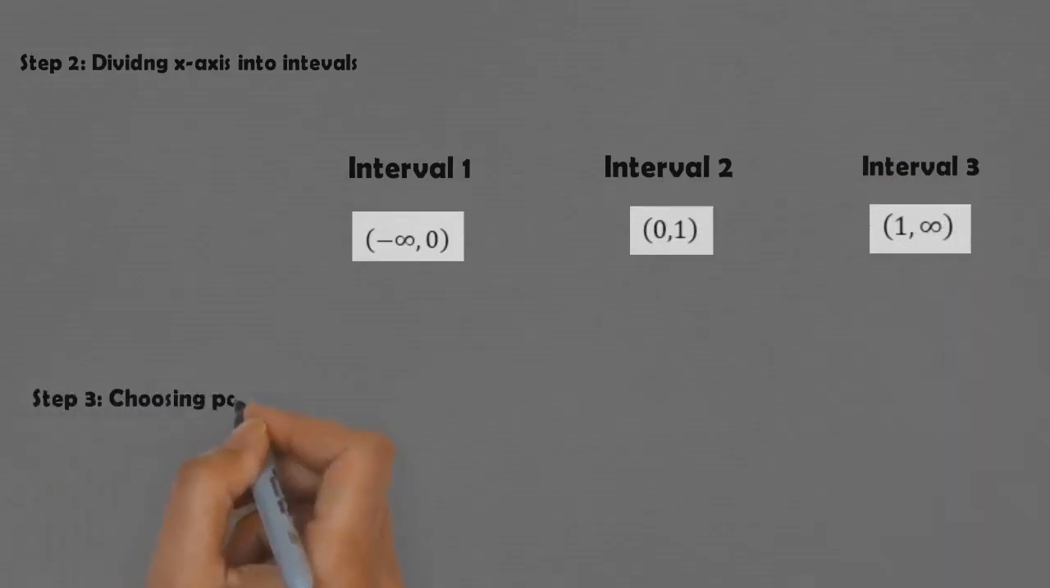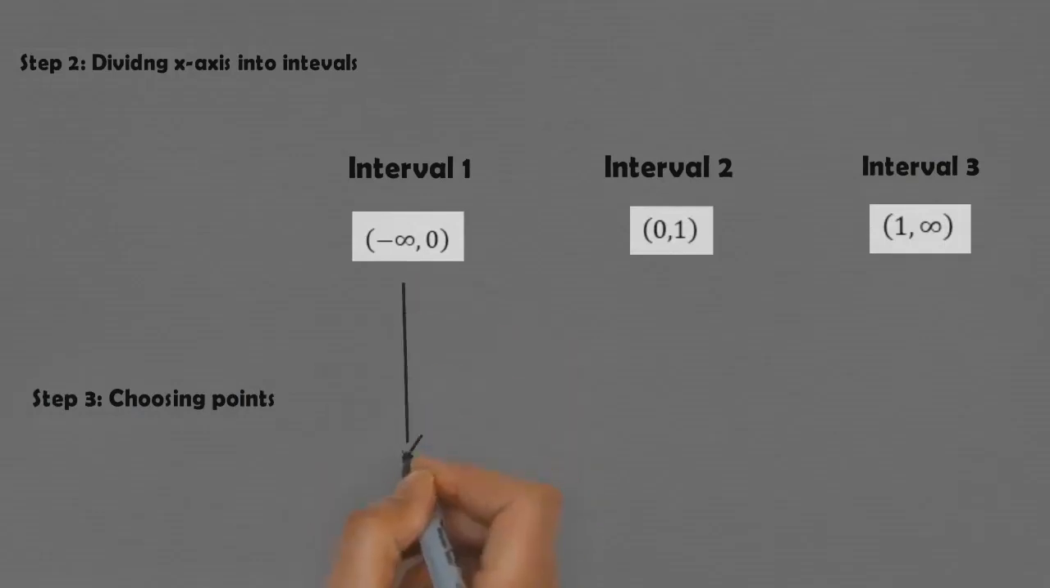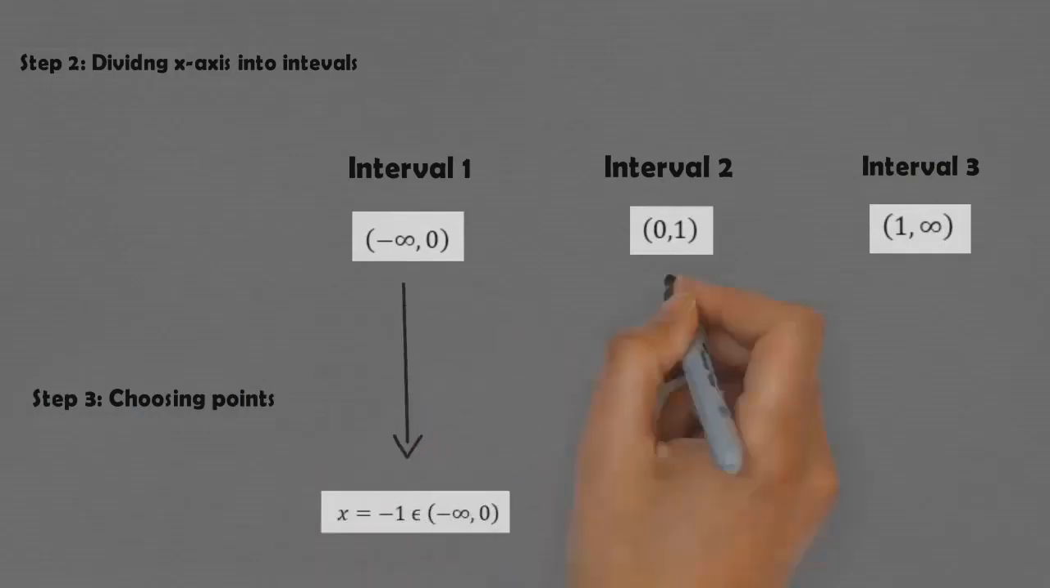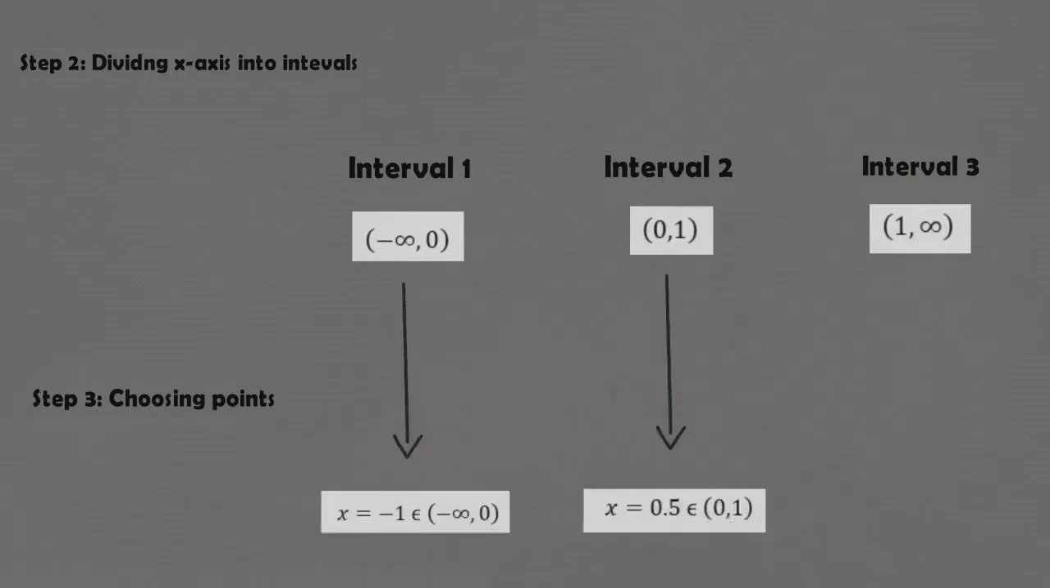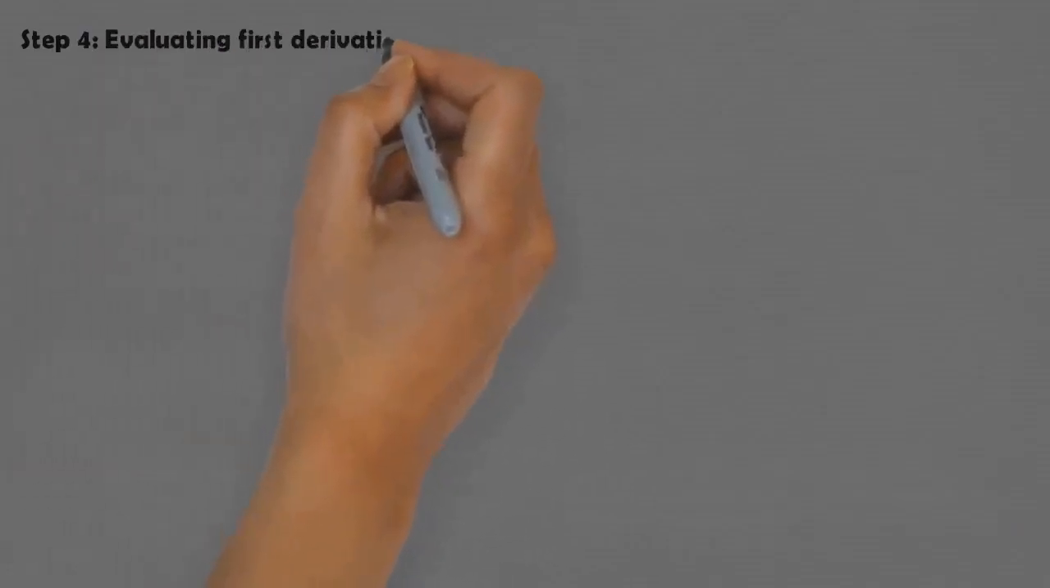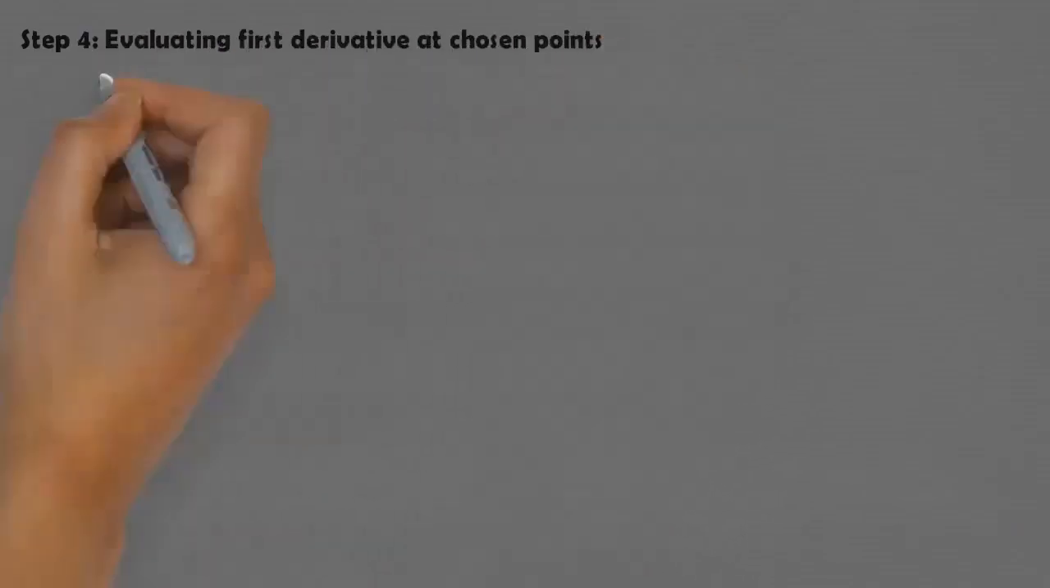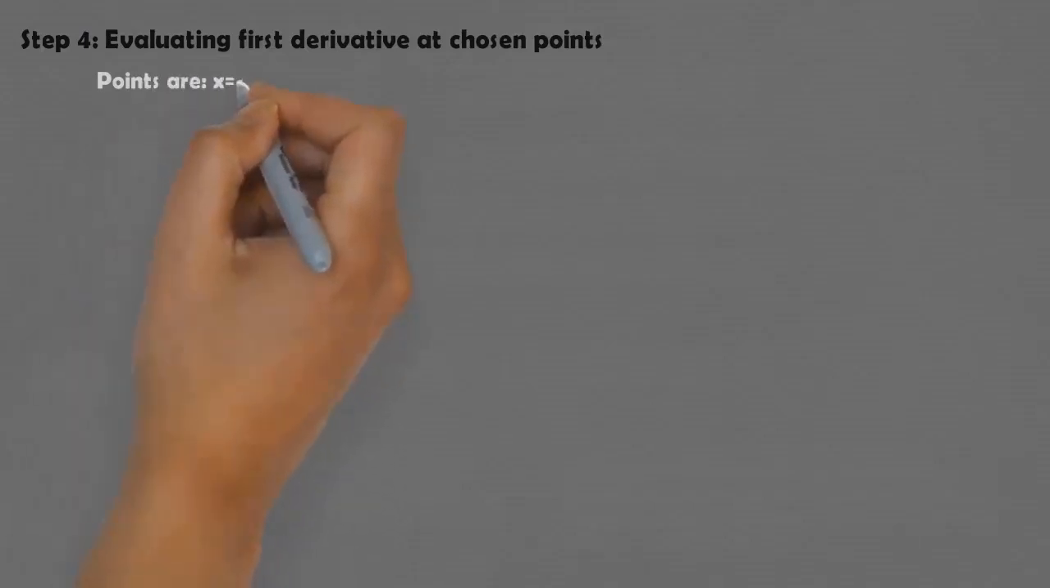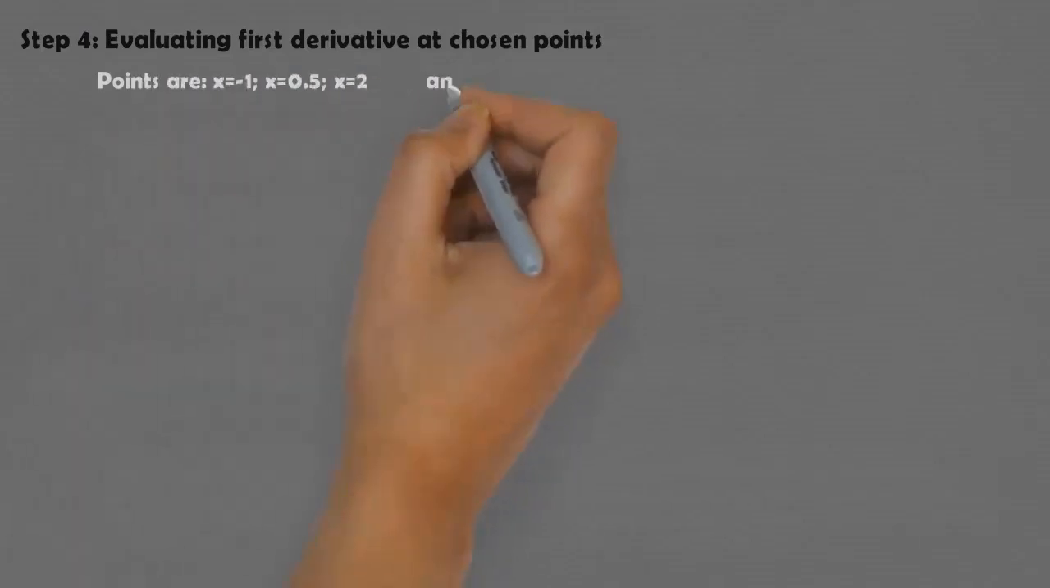And step 3, we have to choose one point from each interval. So choosing x is equal to minus 1 from interval 1, x is equal to 0.5 from interval 2, and x is equal to 2 from interval 3. So these are our 3 points. Step 4. Now evaluating the first derivative function at each of these points: x is equal to minus 1, x is equal to 0.5, and x is equal to 2.